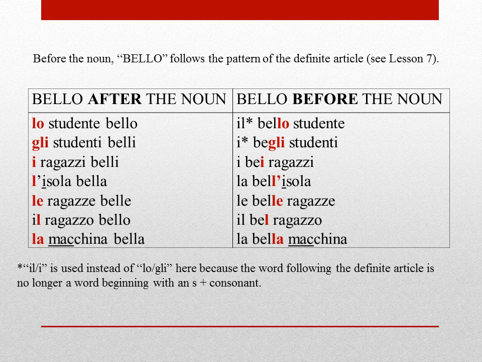After the noun, l'isola bella. Before the noun, la bell'isola. After the noun, le ragazze belle. Before the noun, le belle ragazze. After the noun, il ragazzo bello. Before the noun, il bel ragazzo. After the noun, la macchina bella. Before the noun, la bella macchina.